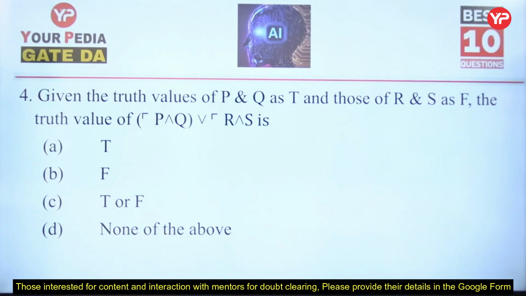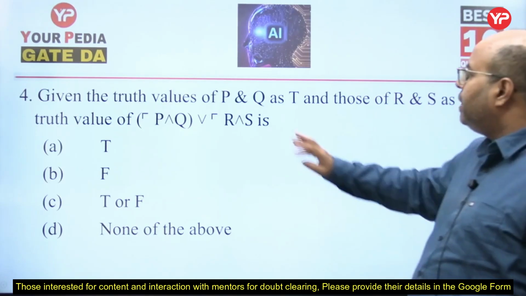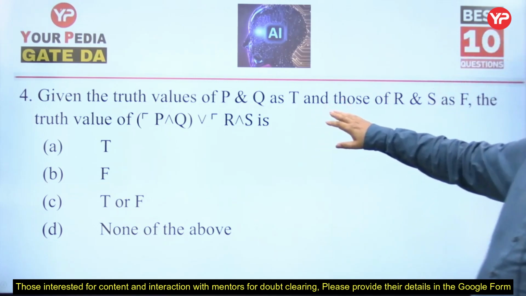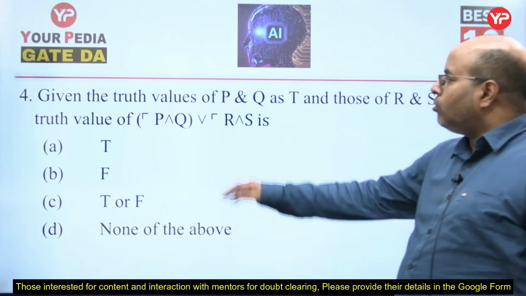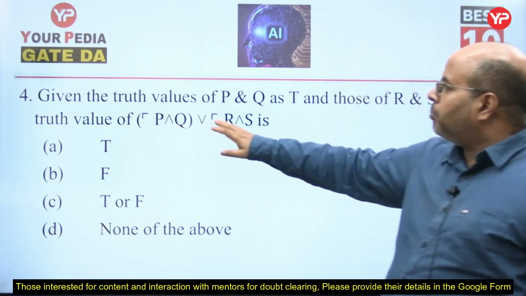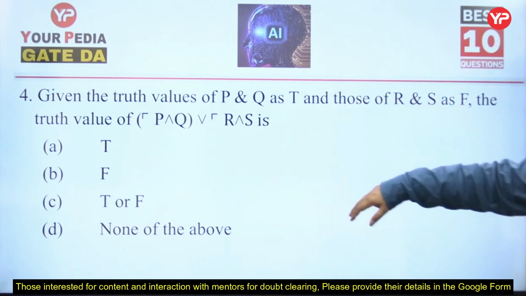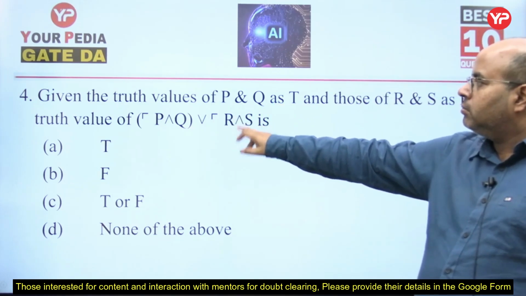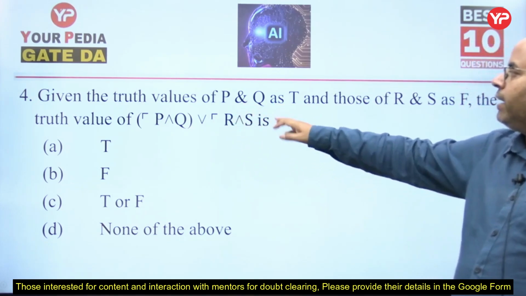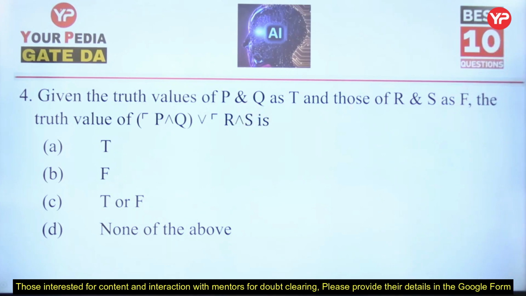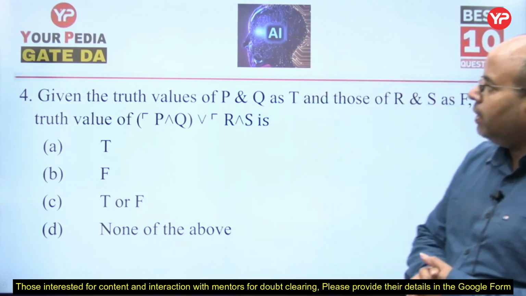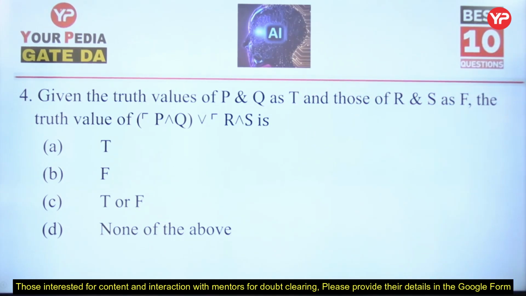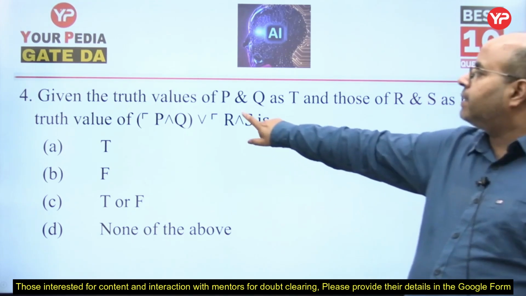We will come to the next. Given the truth values of P and Q as true and those of R and S as false, now the truth value of negation of P and Q, or negation of R and S is. This is a bit tricky question. Here one thing we have to consider, that there's no bracket.